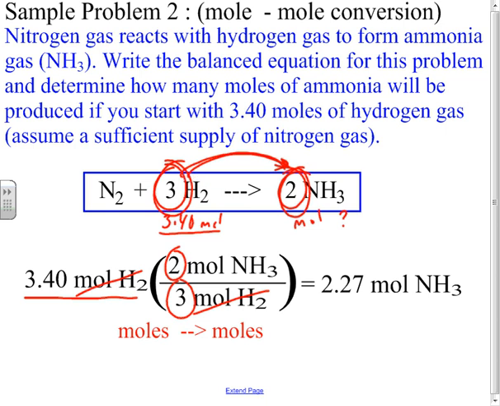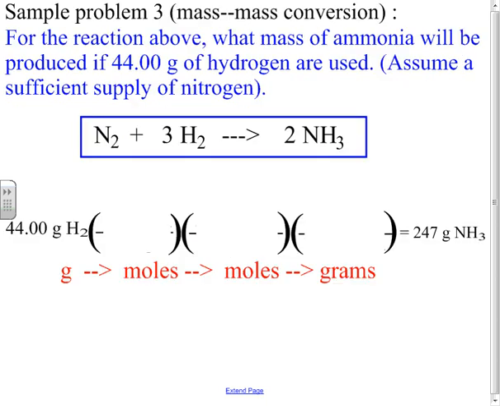Let's try one that's a little bit more complicated. This is going to be a mass to mass conversion. For the same reaction, what mass of ammonia will be produced if 44 grams of hydrogen are used, assuming a sufficient supply of nitrogen?